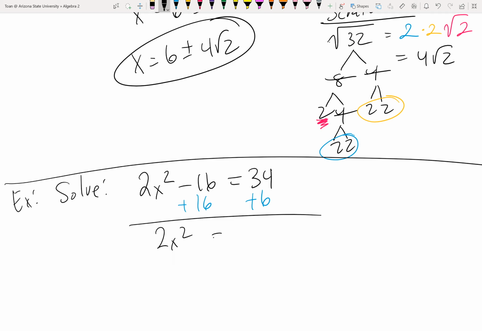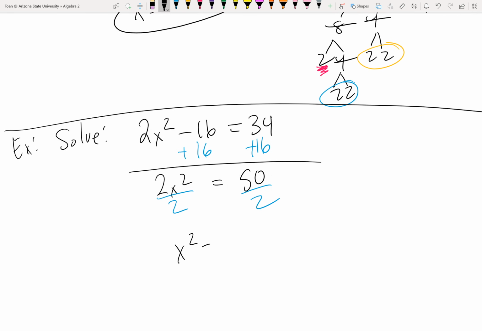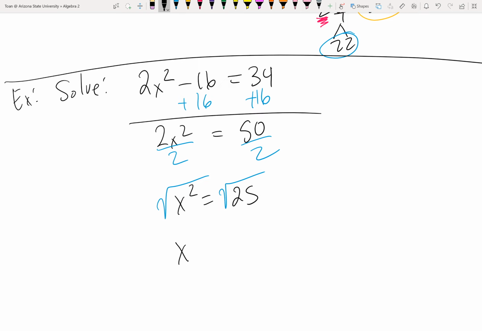That's 2x squared equals, what's that? 34 plus 16 is a 50. Divide both sides by 2. That's going to be x squared equals 25. And the last step is to square root. And remember, anytime you take a square root, your result will be plus or minus. And the square root of 25 happens to be 5.